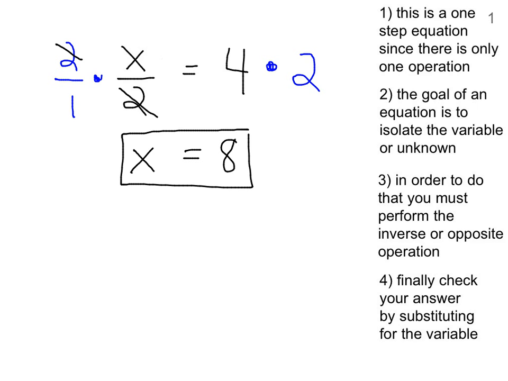Now what we need to do is check our answer by substituting for the variable. So instead of x, we're going to put 8. And that gives us 8 divided by 2 equals 4. And of course 8 divided by 2 is 4. So our equation balances out. We get 4 on both sides. So our answer of x equals 8 is correct.